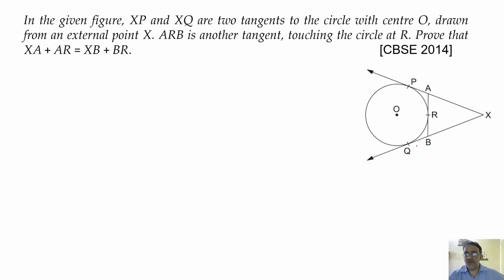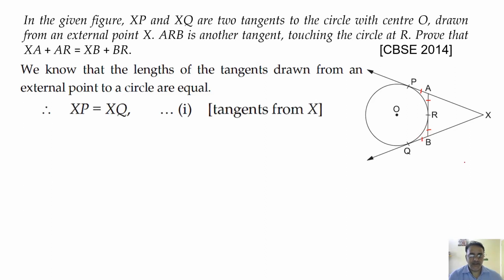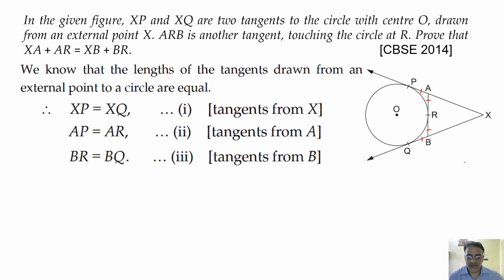So this is a very easy question, and we'll use the theorem that the length of the tangents drawn from an external point are equal, right? So what we will get, AP is equals to AR and BR is equals to BQ and XP is equals to XQ. Okay, XP is equals to XQ, AR is equals to AP and BR is equals to BQ.